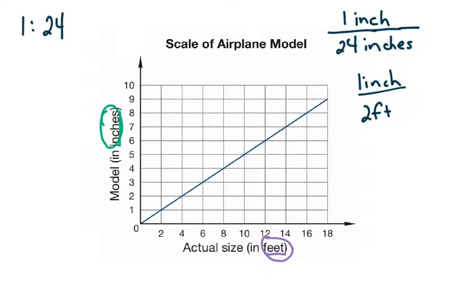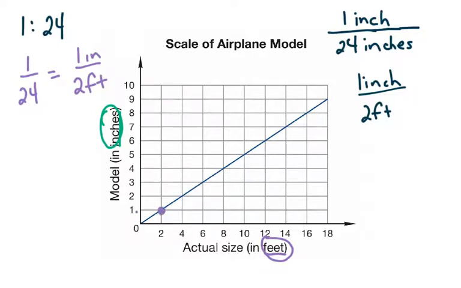So if you look at this, if the model is 1 inch, we know that the actual airplane is 24 inches. So we have 1 to 24. But in reality, the actual airplane is actually going to be measured in feet. So that's 1 inch to 2 feet. Okay? So that's why we have 1 inch and 2 feet right here.